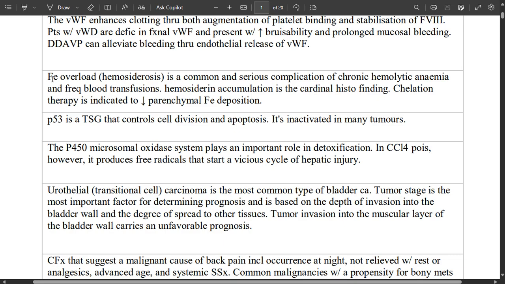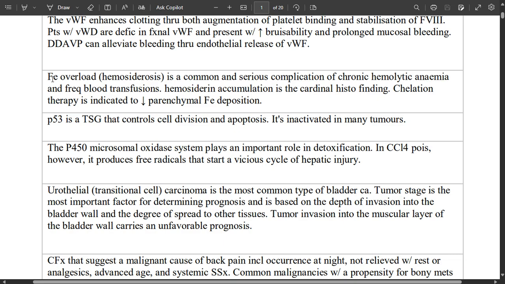So hemosiderin accumulation is the cardinal histological finding. Hemosiderin deposits in the various tissues, including the heart, causing dilated cardiomyopathy as well. So chelation therapy is indicated to decrease the parenchymal iron deposition.